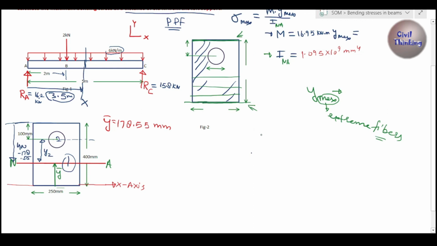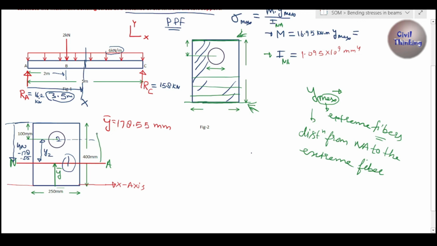But now we have to find what? We have to find the maximum bending stress. It will be maximum only when y max is maximum, right? That's the reason we write max. Now, where will be y max? Will it be here or will it be here? Right? Now, y max is what? It is the distance from the neutral axis to the extreme fiber. Okay, distance from neutral axis to the extreme fiber.